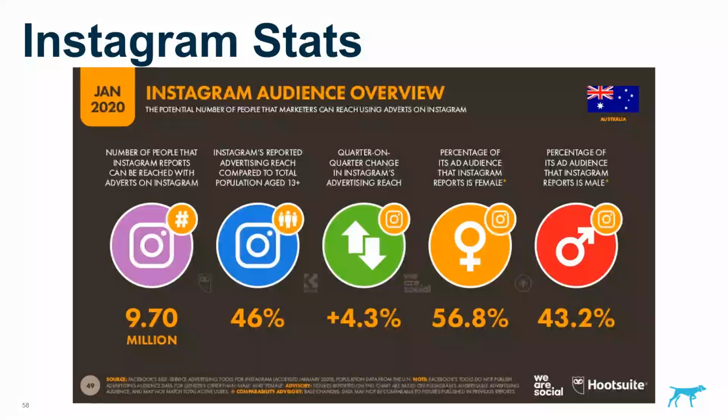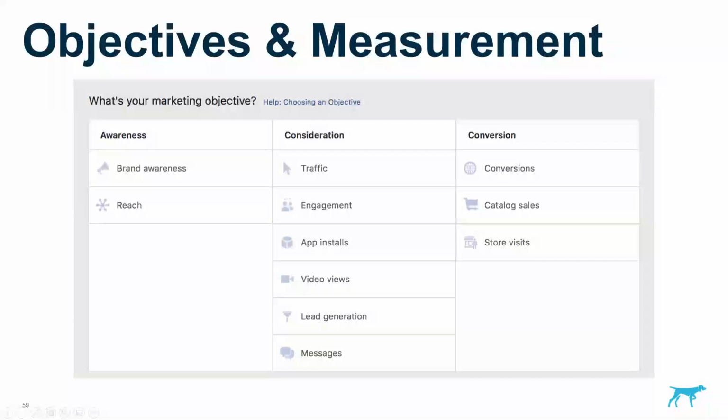So looking at what can be done with these platforms, this is a little screenshot from the start of a campaign on Facebook and Instagram. Similar to the user journey funnel, we've got three segments. There's awareness, looking at brand awareness and reach. Consideration, the mid-funnel, driving traffic, driving engagement, and some specialized options: app installs, video views, lead generation, and messages. And then the very bottom of the funnel, conversion goals. That's conversions, catalog sales, and store visits. Store visits are in-person visits.